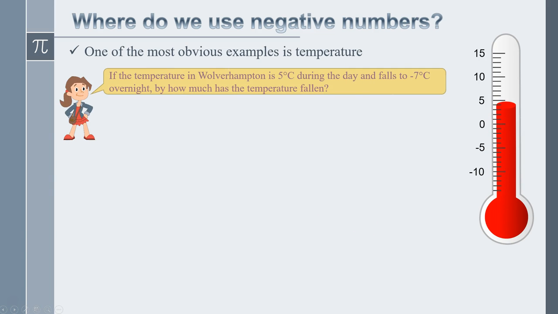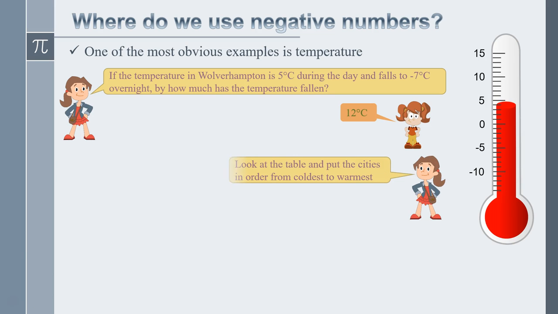So here's a little question. If the temperature in Wolverhampton is 5 degrees during the day and it falls to minus 7 degrees overnight, by how much has the temperature fallen? So we've gone from 5 degrees up here on our thermometer all the way down to minus 7. So we could count down: a drop of 5 degrees would take us to 0, keep going another 7 degrees, and in total we've dropped 12 degrees Celsius.